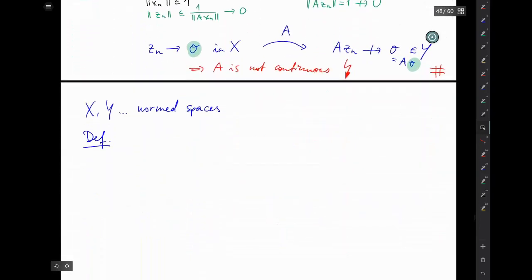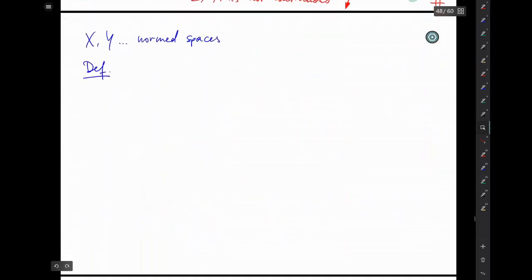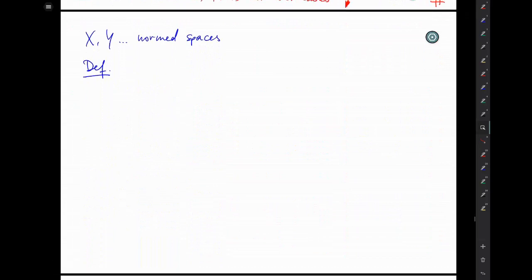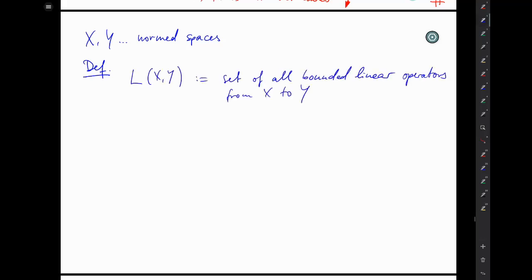Now, given two normed spaces X and Y over the same field F, let's give the following definition. Let L(X,Y) denote the set of all bounded and linear operators A, B, whatever you want to call them, from space X into space Y. If X and Y are the same space, then we will just abbreviate this by L(X).